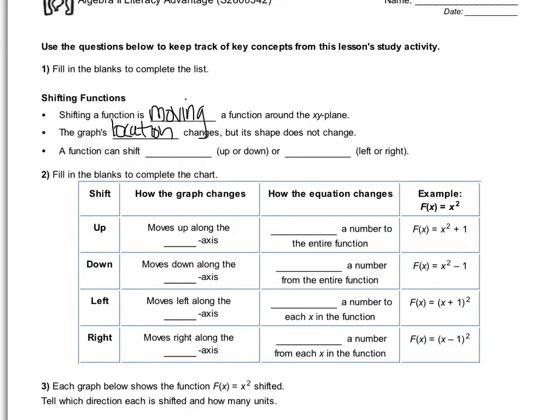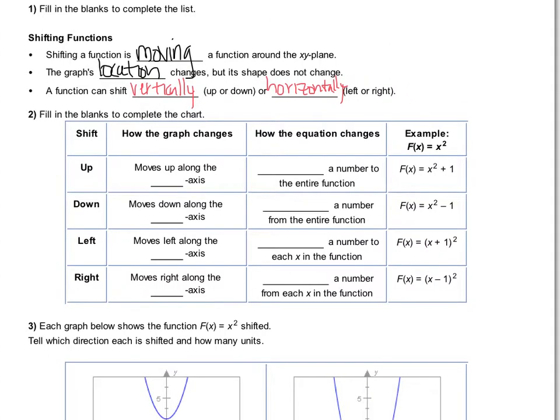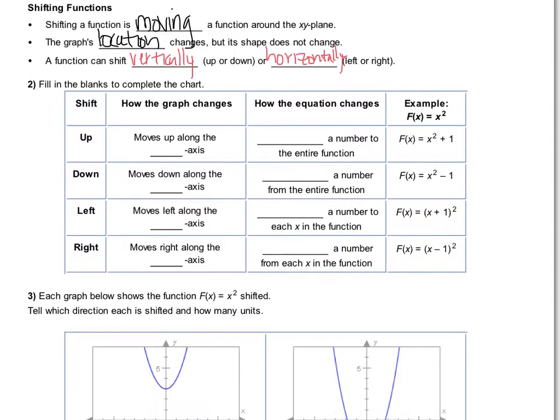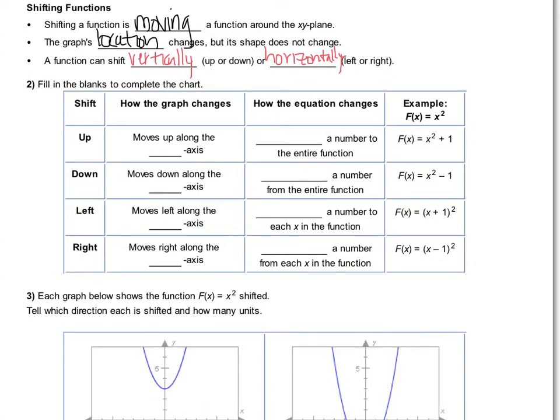A function can shift either vertically, which is up or down, or it can shift horizontally, which is left and right. So different things affect our shift. If I want to shift it up, that means I'm moving it up along the y-axis.